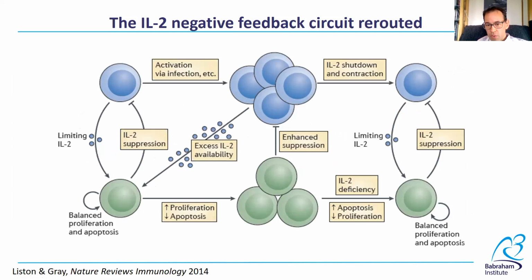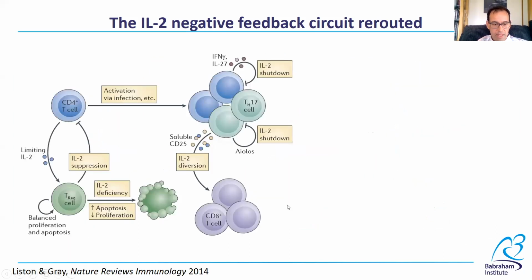So if we get back to this model of a negative feedback circuit, this is how everything should work, and it works most of the time. However, this negative feedback circuit can be rerouted into a positive feedback inflammatory disease situation. So here, the system that is nicely in balance, these CD4 T cells, if they get activated, they'll start to produce IL-2, they'll start to produce an inflammatory reaction.